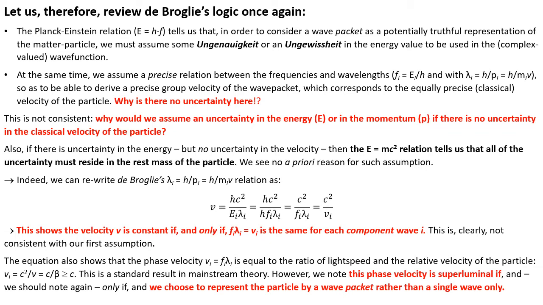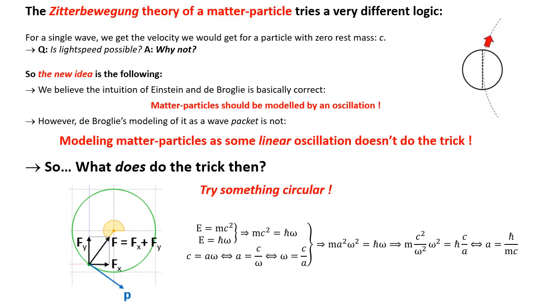But the thing I'm going to say here and I'm going to show is that actually we can model an electron or any matter particle by a single wave only. We just need to move away from this idea that it needs to be a linear wave. We just need to think more generally that a matter particle, yes, is some kind of oscillation, but it's not necessarily an oscillation that is linear. Well, it is and it isn't. I'll show you in a moment what I'm thinking of.